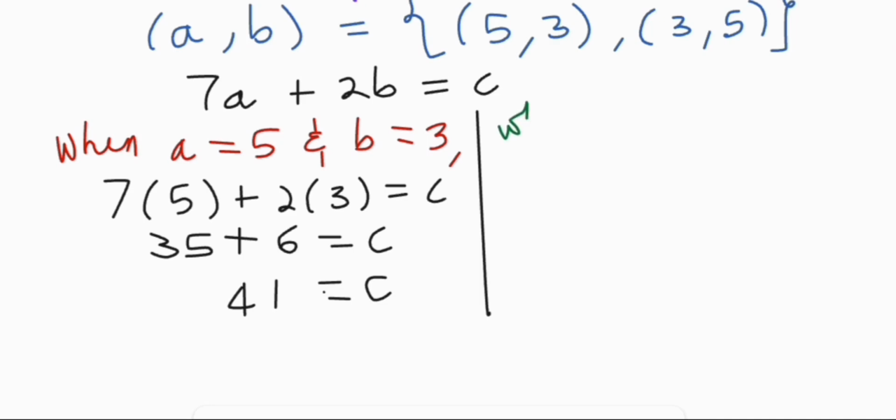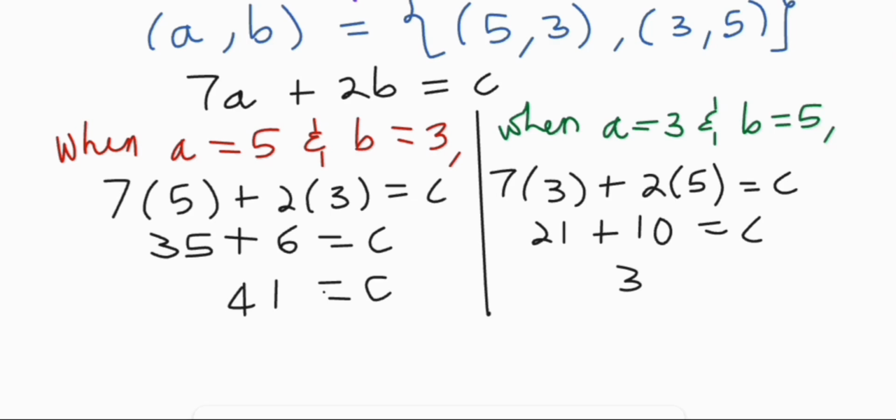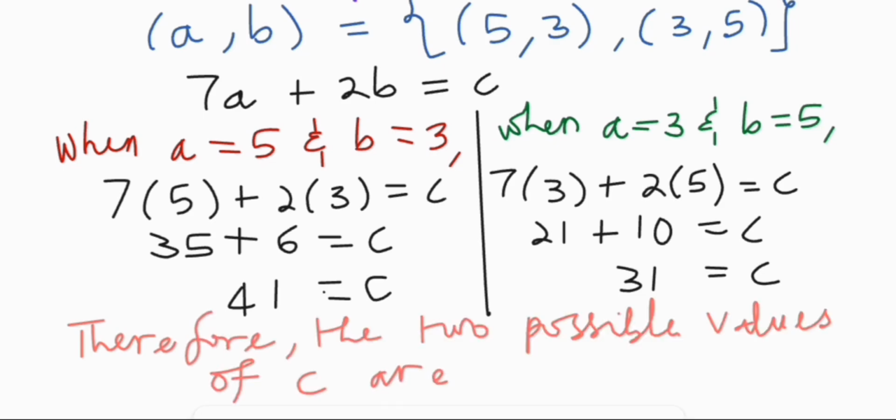And likewise, when a is 3 and b is 5, 7 times 3 plus 2 times 5 will be the second value of c, which is 21 plus 10. That's 31. Therefore, the two possible values of c are 31 and 41.